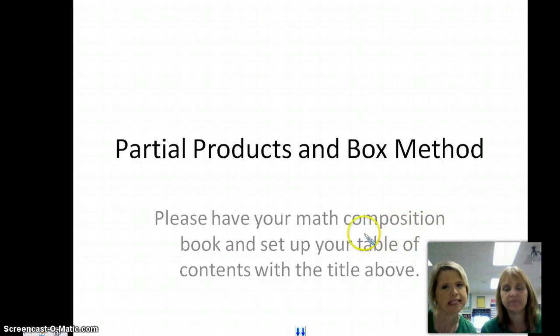We are going to be talking about partial products and the box method today to multiply. As you can see, you need to have out your math composition book, and the title is going to be what you see on the screen. So go ahead and set up your table of contents and turn to the next page in your composition book and get ready to talk about these two methods.